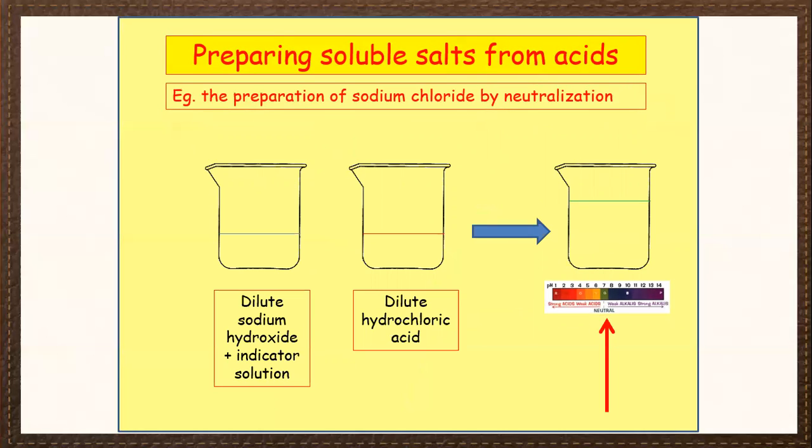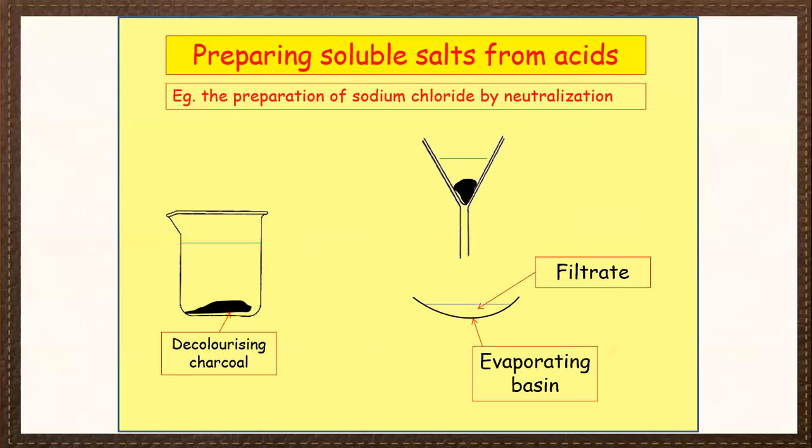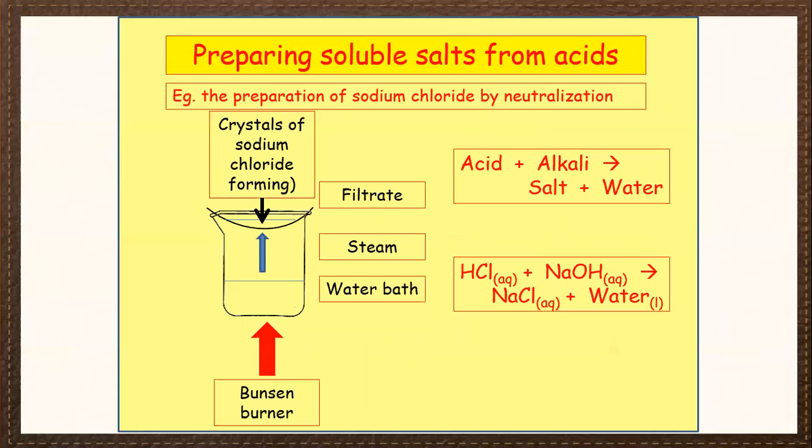We'll take dilute sodium hydroxide plus an indicator and dilute hydrochloric acid. Both will be added, and we'll get a sodium chloride solution with pH exactly 7. Then we decolorize with charcoal, filter, and evaporate in the basin. Crystals of sodium chloride form from the filtrate, using steam, a water bath, and a Bunsen flame to heat.